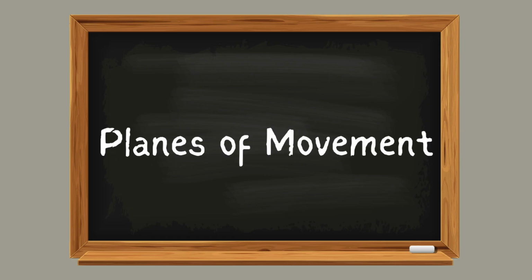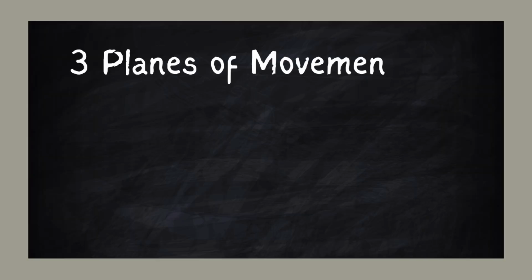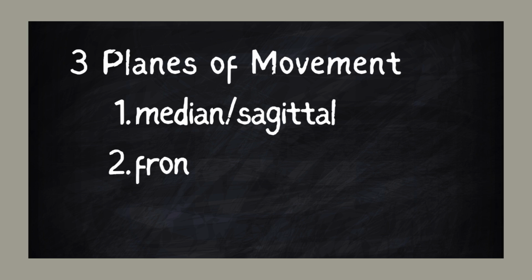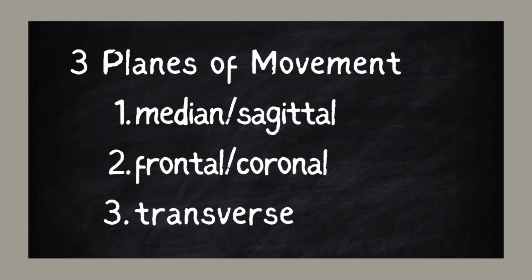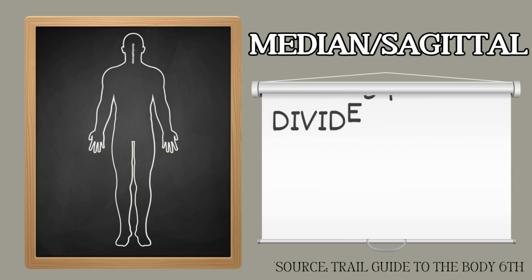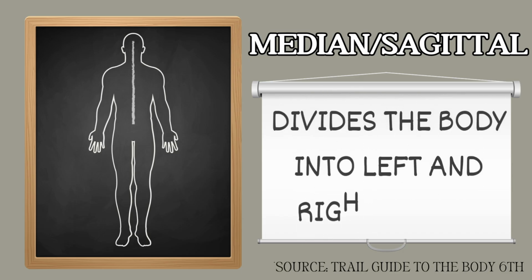The next category we're going to look at are the planes of movement. There are 3 directions in which your body moves, and we call these the 3 planes of movement. There's median, sometimes called sagittal, frontal, sometimes called coronal, and transverse. In anatomical position, median or sagittal plane cuts the body in half, right through that midline. So a lot like a median on the street cuts a street in half and you drive on one side or the other, the median or the sagittal plane cuts the body right through the center.